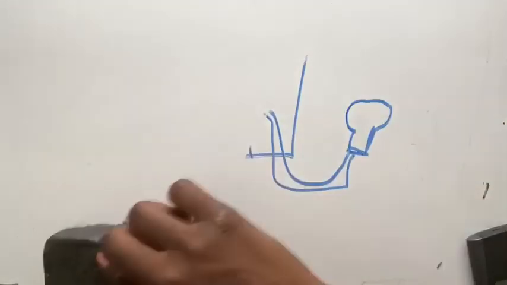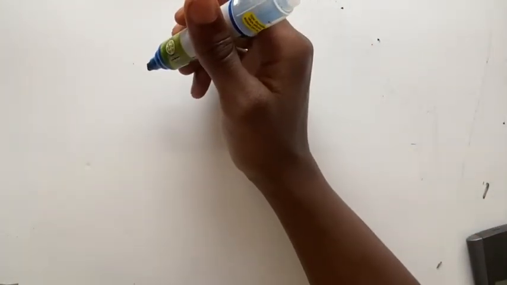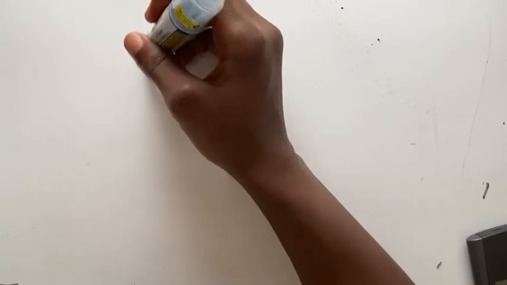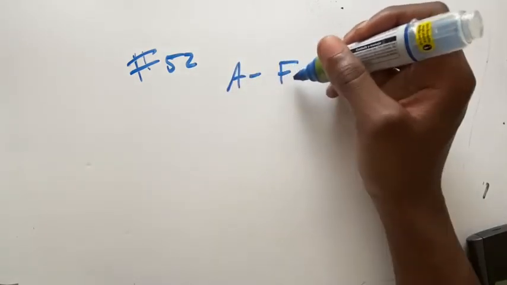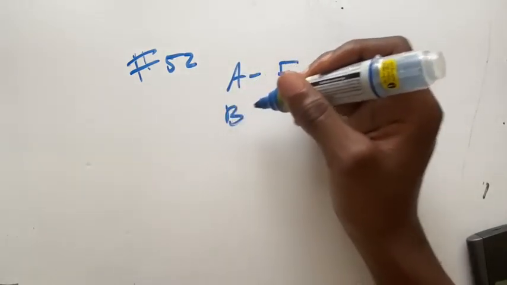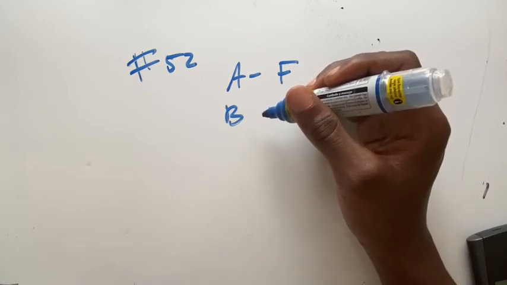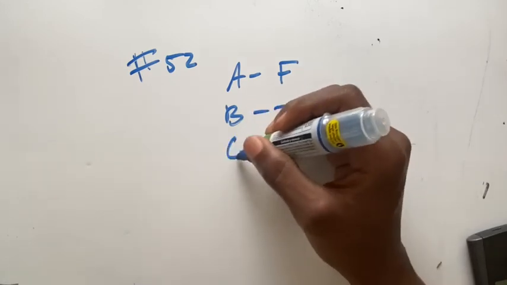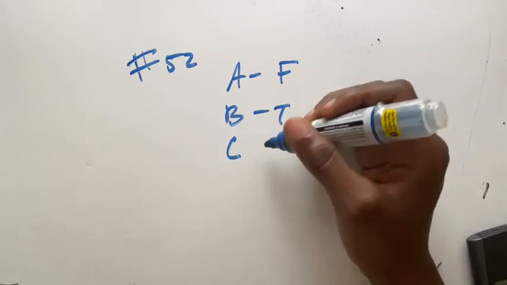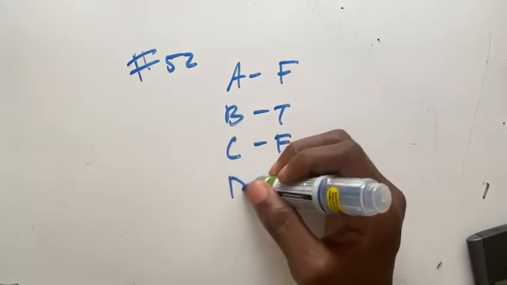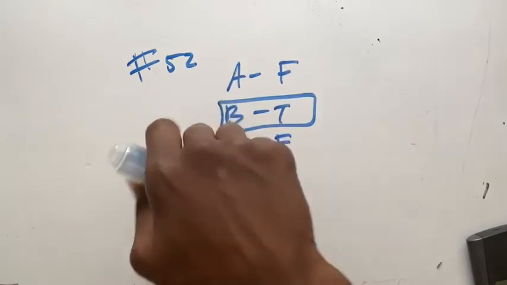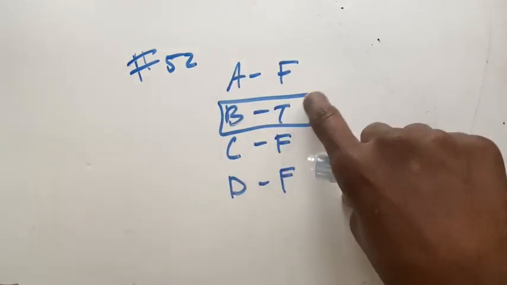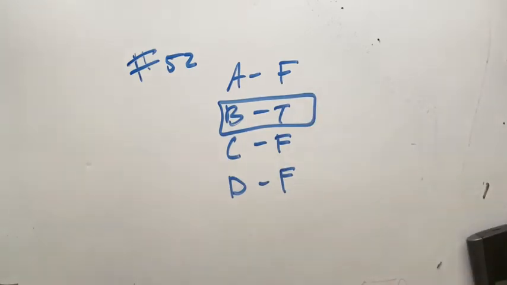All right, 52 says, which of these statements is true? A, a battery and a generator produce AC or alternating current. Well, A, we know that's false. B, a battery produces direct current, a generator produces alternating current. That's true. C, a battery and a generator produce direct current. That's false. D, a battery produces AC. Well, that's false. So 52 is going to be B because batteries produce direct currents, generators produce alternating currents.